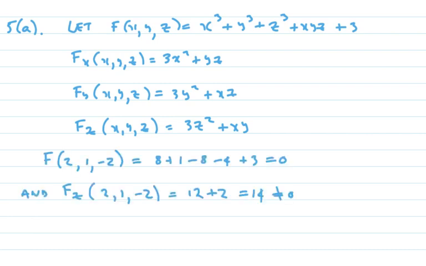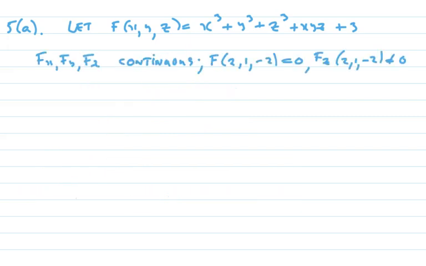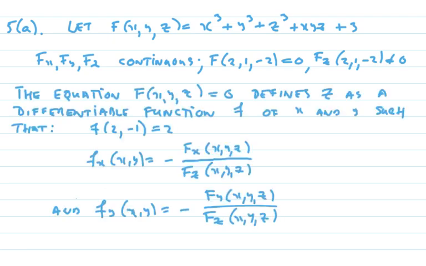Check to see if my calculations are correct. Since the first partial derivatives are continuous, the function value at (2, 1, -2) is 0, and the partial derivative at that point is not 0, we can apply the implicit function theorem. That means the following. This concludes our answer for question 5a. Let's do 5b.